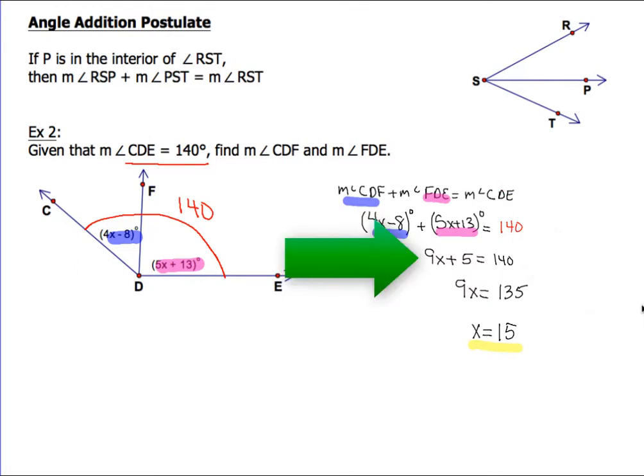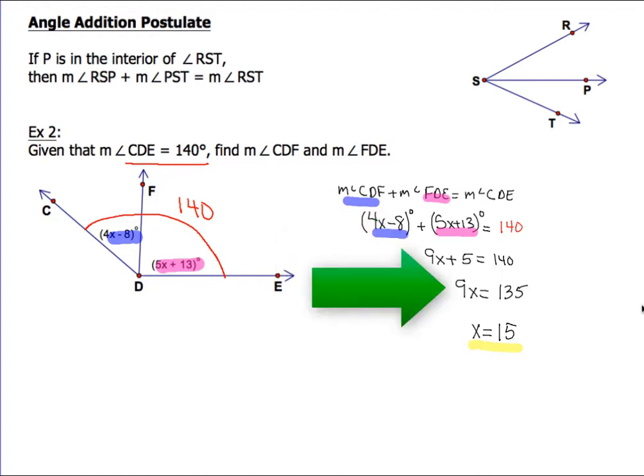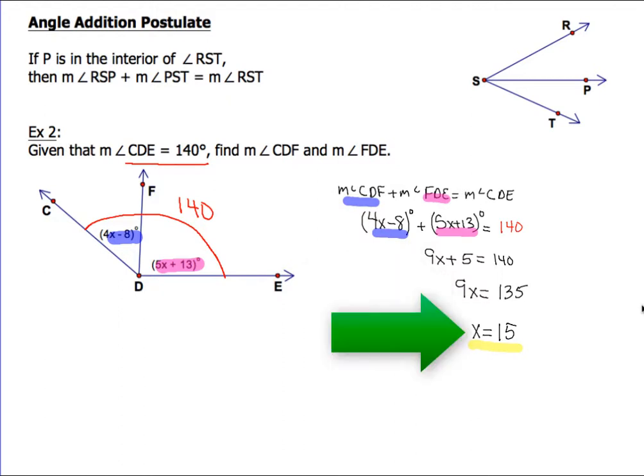On our third line, we're just going to combine like terms. We get 9x plus 5 equals 140. Using the subtraction property of equality, we get 9x equals 135. And last, using the division property of equality, we end up with x equals 15.